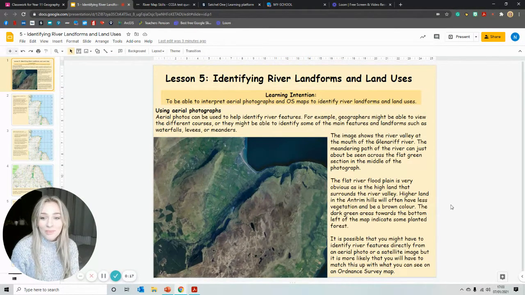I am. Gonna crack on with the next lesson, which is identifying river landforms and land uses. Now, I mentioned this briefly in the last recording for lesson 4. Again, this ties into the previous lesson and the one before it as well. So you need to make sure that you do lesson 3 and lesson 4, and then you should be able to do lesson 5.